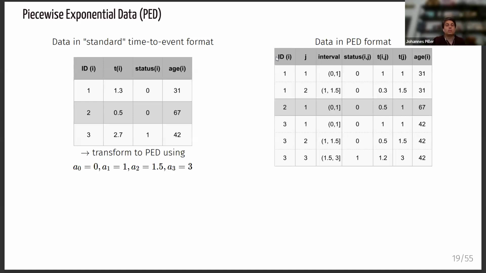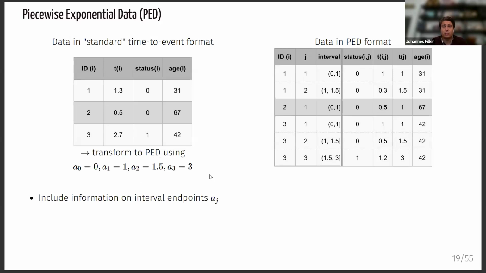And then what you do is to decompose the time frame, the time period. Just think about it to be a very, very long data set. You define your interval endpoints. In this case, a0 up to a3 are your interval endpoints. And then the first thing you do to transform your survival data to piecewise exponential data is that you just include the intervals.